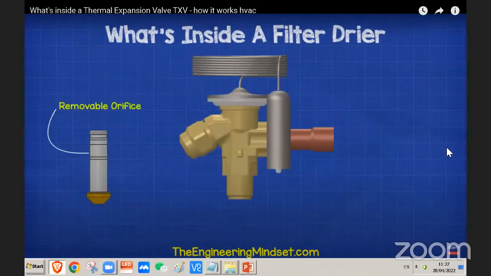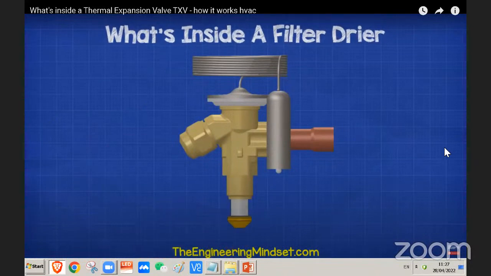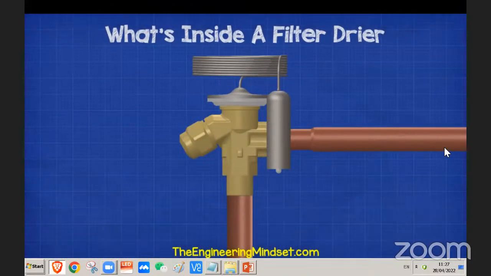We place a removable cartridge inside the inlet of the expansion valve. This has an orifice which works with the valve to control the flow of refrigerant. There are different sized ones depending on the cooling capacity and the refrigerant being used.